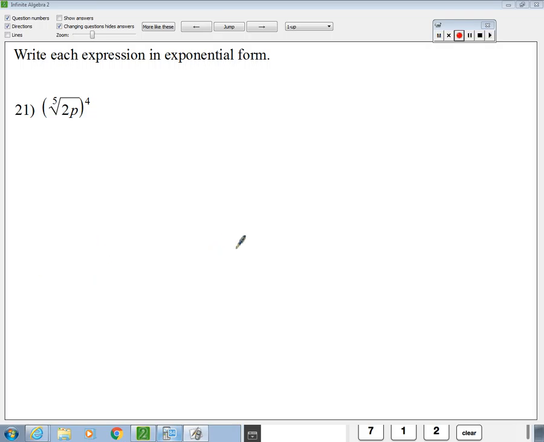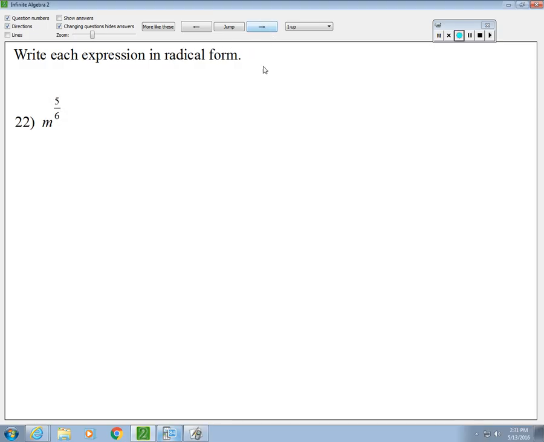Now, what if there's a choice that looks like this? Is that the same thing? No. In that scenario, only the p is being raised to the 4/5. Well, is only the p up under the 5th root? No. The 2 and the p are under the 5th root. So the 2 and the p need to be raised to the 4/5. That's why you have to have parentheses. This is not right.